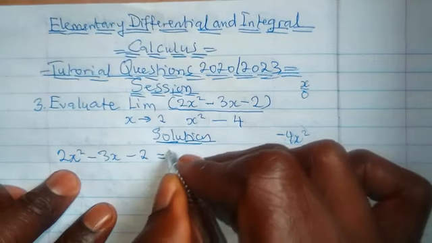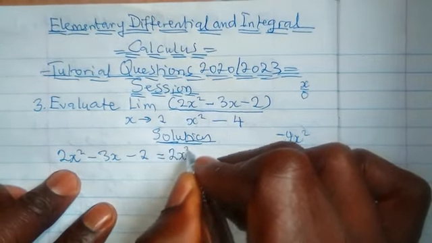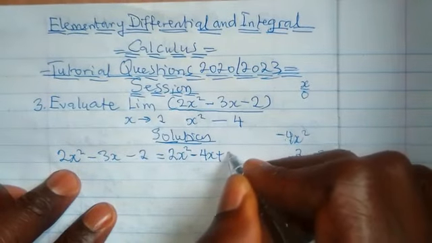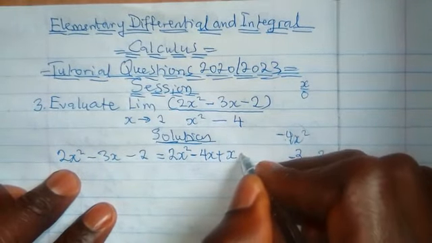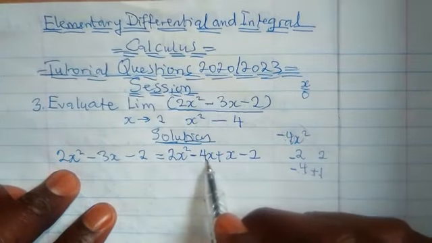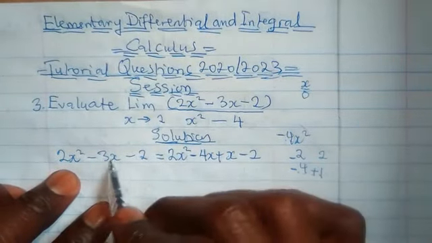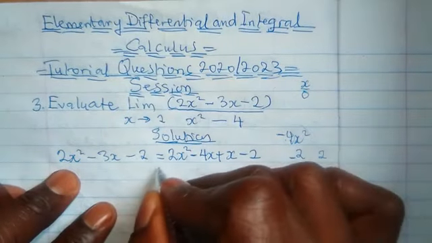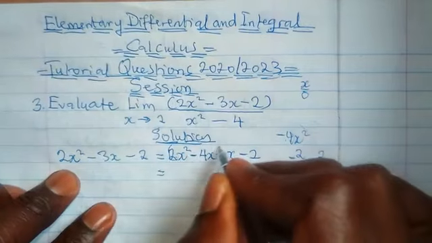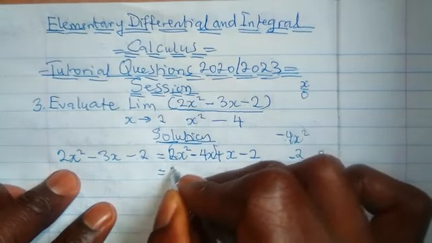In other words, we can write this as 2x squared, then we replace the middle term with minus 4x plus 1x, and then minus 2. So we can see that minus 4x plus x will give us minus 3x. So in this case, we can go ahead to factorize. 2 is common for the first terms. So bring out our 2.